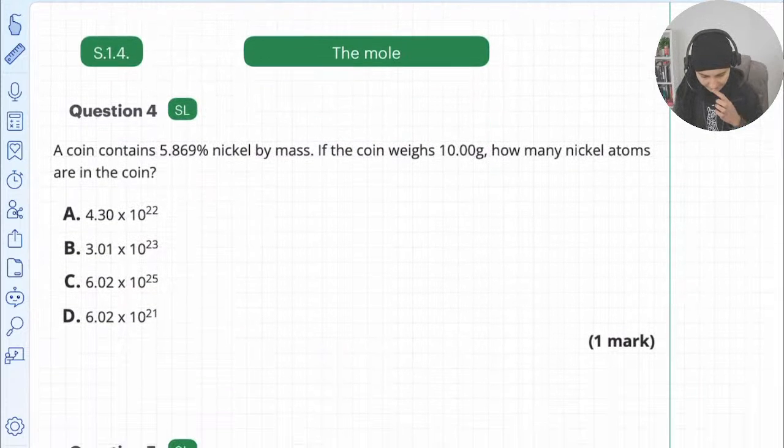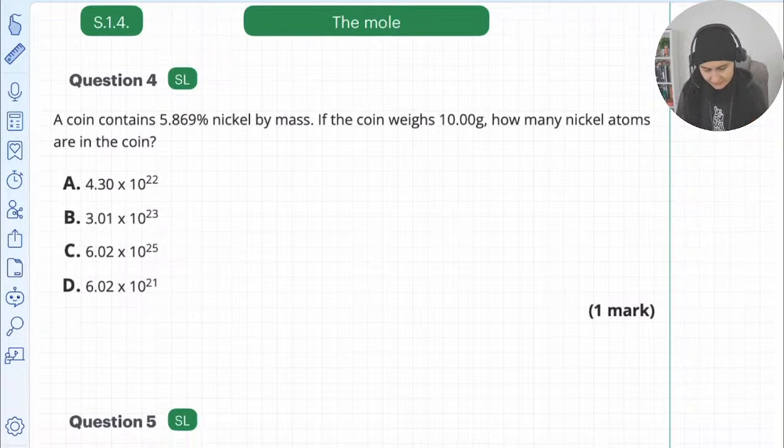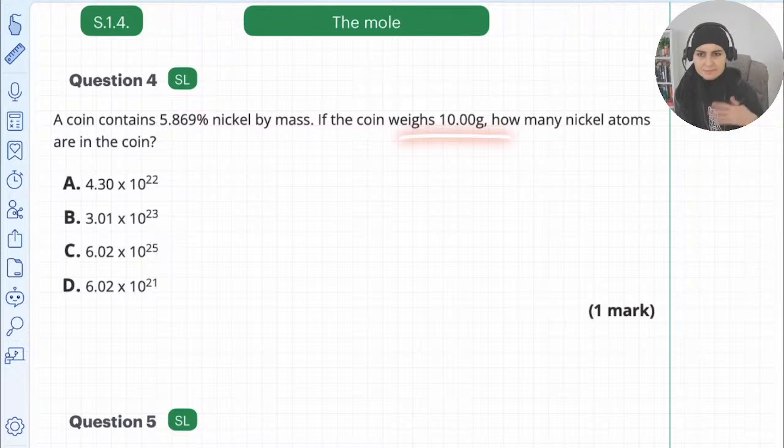Okay, next one. Question 4. A coin contains 5.6869% of nickel by mass. If the coin weighs 10 grams, how many nickel atoms are in the coin? So we have a coin, it's a mixture or an alloy of nickel with something else, and we need to find how many atoms of nickel are there. First we will find the mass of nickel, then the moles of nickel, and then the number of atoms.